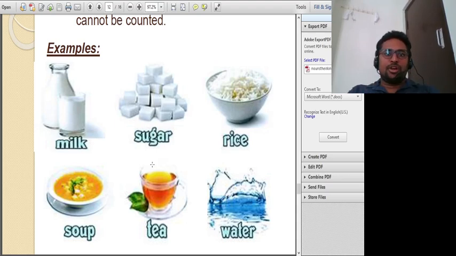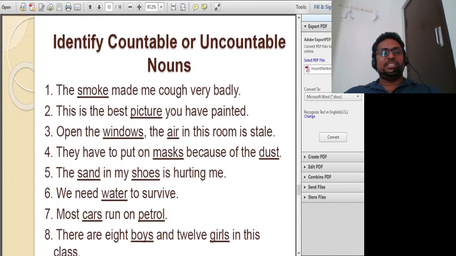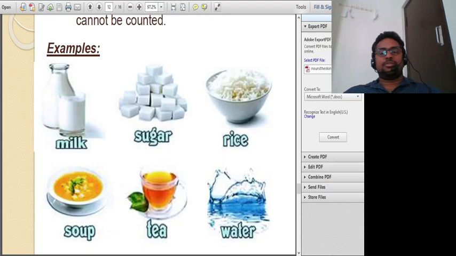For countable nouns, we have a singular form and plural form. Soup, tea, water, and many other things all come under the uncountable nouns.